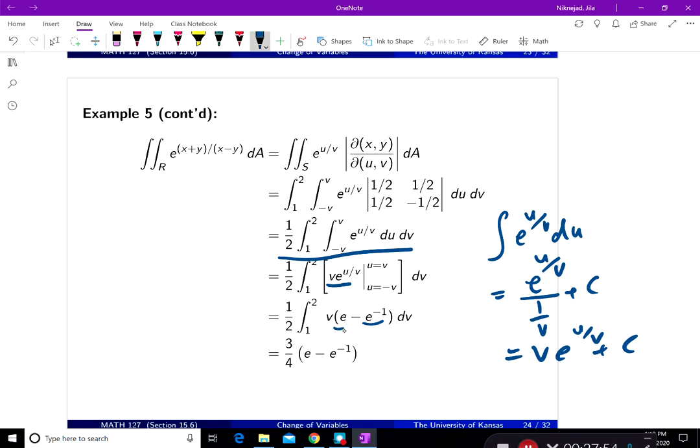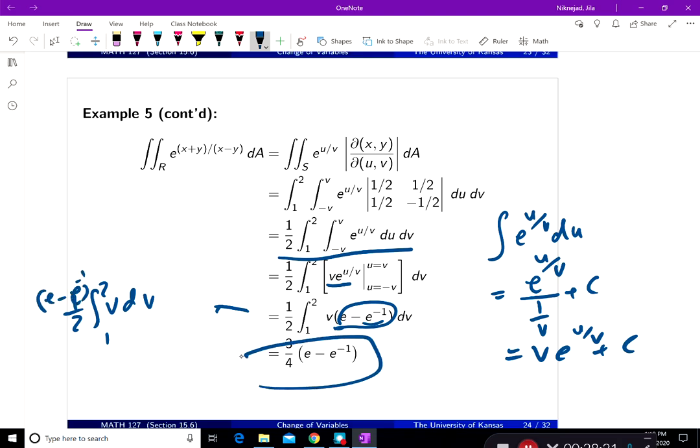And then from there, again, this entire thing is a constant, and so you pull it out and you integrate. Basically, you integrate 1/2 integral 1 to 2 v dv times e minus e to the power negative 1, and then that's the final answer.